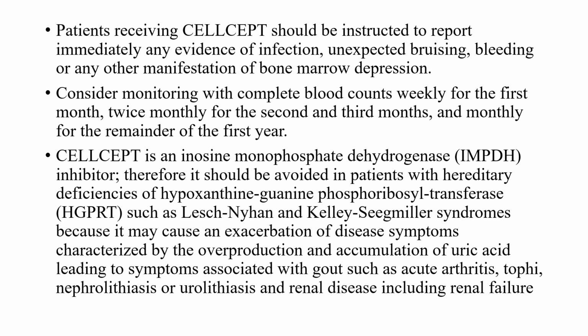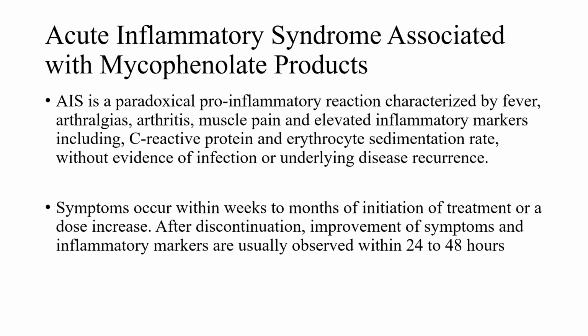Cellcept is an inosine monophosphate dehydrogenase inhibitor. Therefore, it should be avoided in patients with hereditary deficiencies of hypoxanthine guanine phosphoribosyl transferase like Lesch-Nyhan and Kelley-Seegmiller syndrome, because it causes an exacerbation of disease symptoms of Lesch-Nyhan, which is characterized by overproduction and accumulation of uric acid, leading to symptoms associated with gout like acute arthritis, tophi, nephrolithiasis or urolithiasis, and renal disease including renal failure.